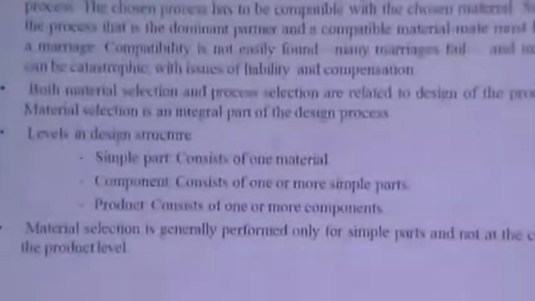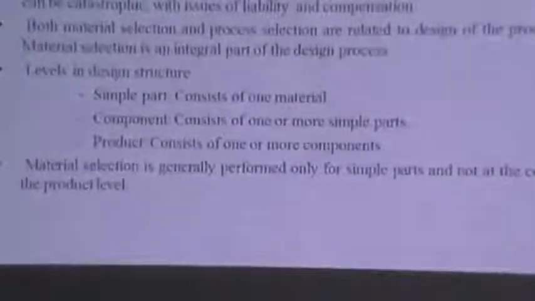Both the material selection process and the manufacturing process are related to the design of the product, design and development. So material selection is an integral part of the design process. We have different levels in the design structure. For example, for simple parts, the choice of materials might be easy, but when we talk about a component, which consists of more than one part, a product might consist of one or more components. The material selection process is generally performed for simple parts and not at the component or product level.